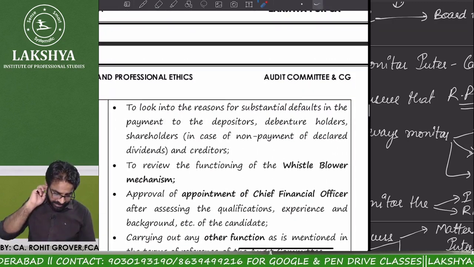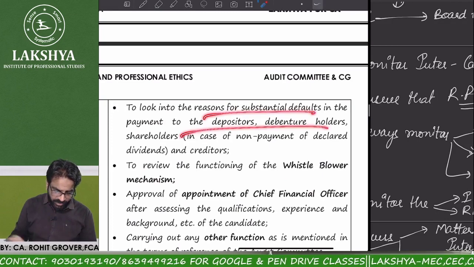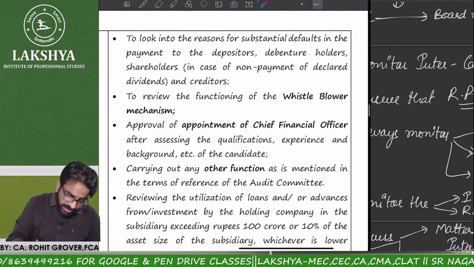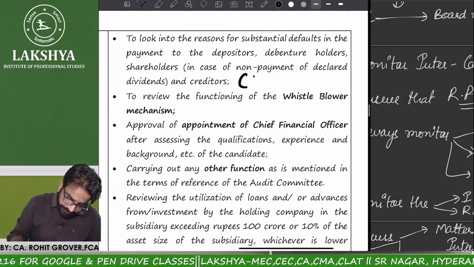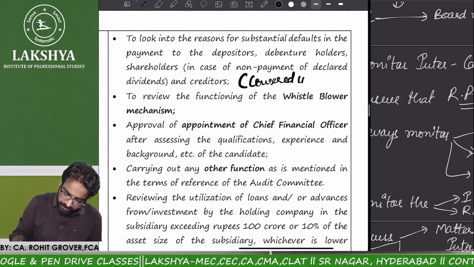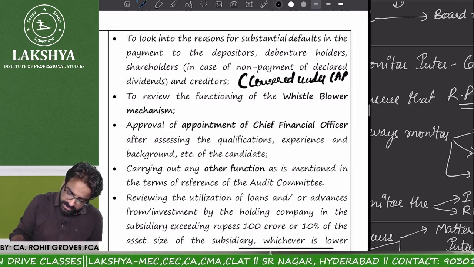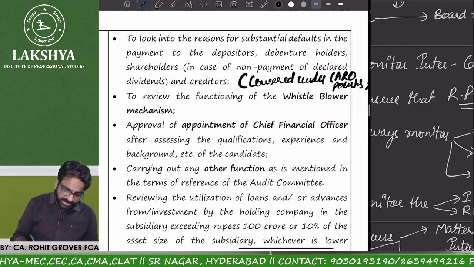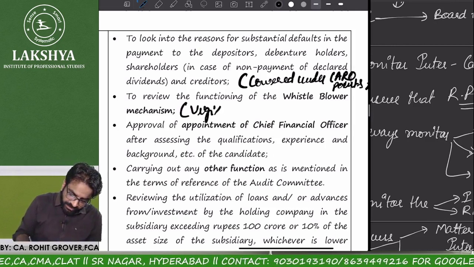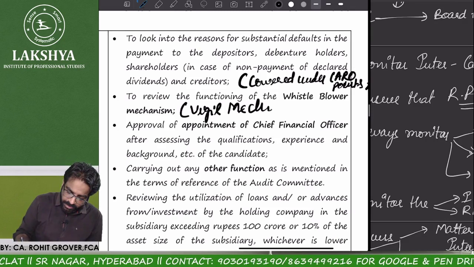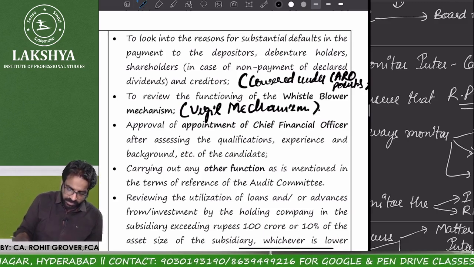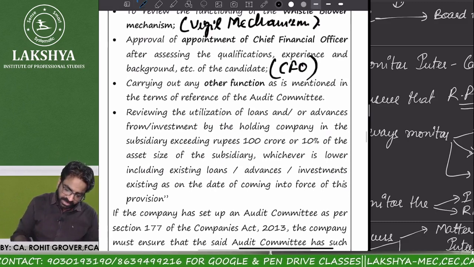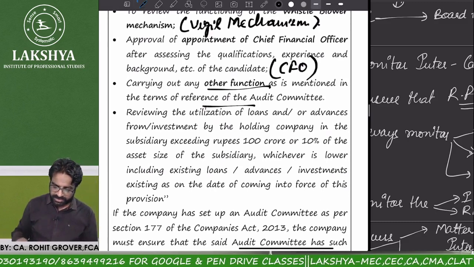So let us just complete it. Substantial defaults, deposit point, we don't have to write. We have already covered it under Caro points, right? Next, whistleblower policy, that will cover under vigil mechanism point later on, but we'll write it. Next, appointment of CFO point, and one is carrying out other functions which are referred and utilization of loans.